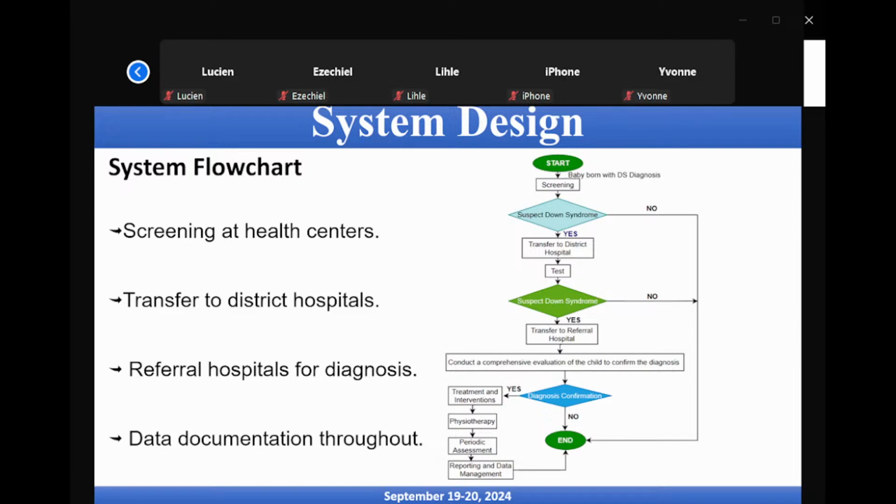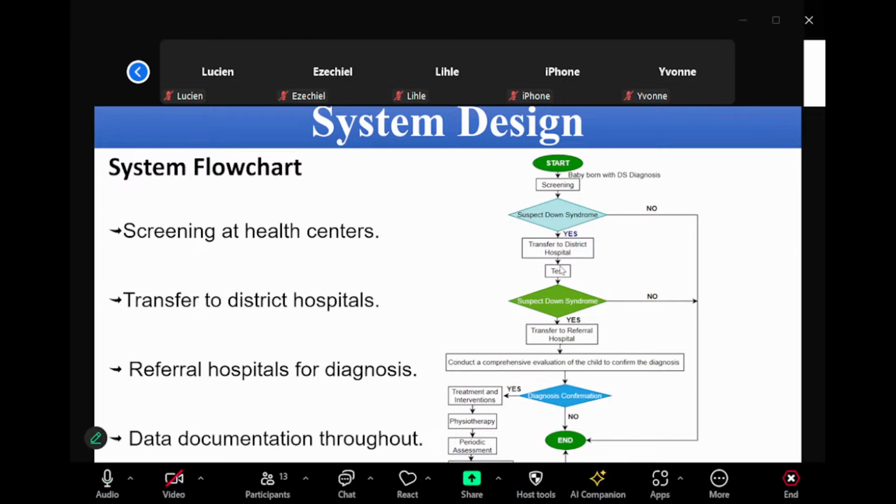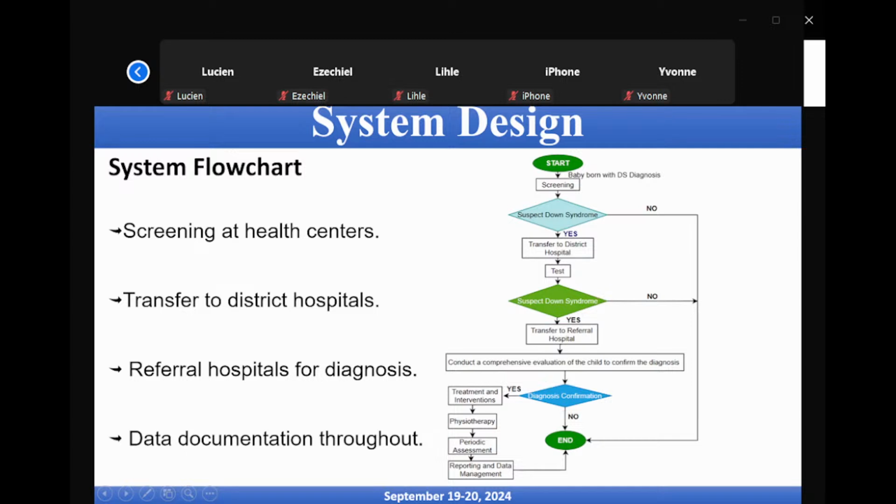A healthcare provider like a nurse, a midwife, or someone else, at birth time, can check the physical features of a newborn, and if he suspects the child to have Down syndrome, he directly records it in the form we developed, reporting the suspected case. Arriving at the district hospital, the second level of healthcare facilities, they will receive the reported case. They will do some basic tests, and if they still suspect the case, they will then transfer it to a referral hospital.